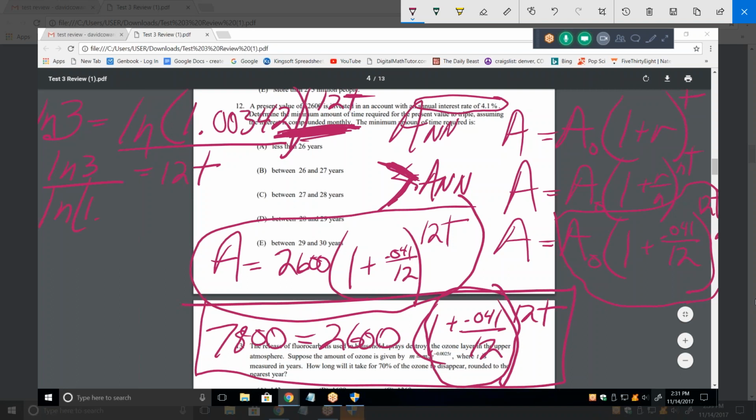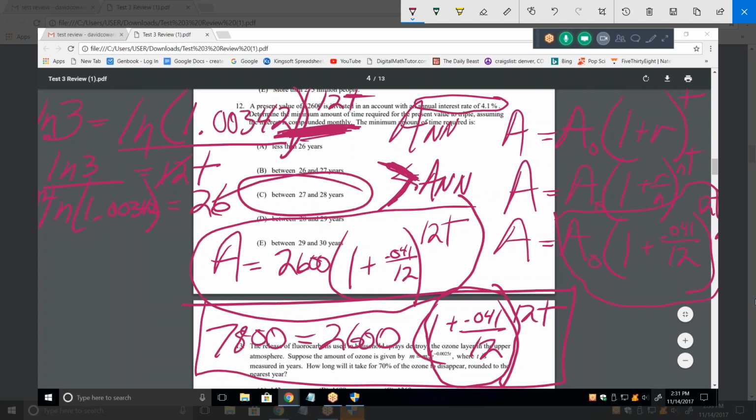And that's a number you can get out of your calculator. And then divide everything by 12. That's equal to t. T equals 26.84. Good.